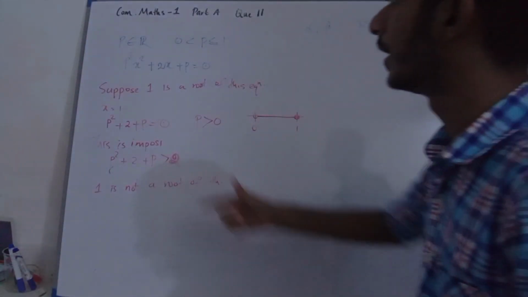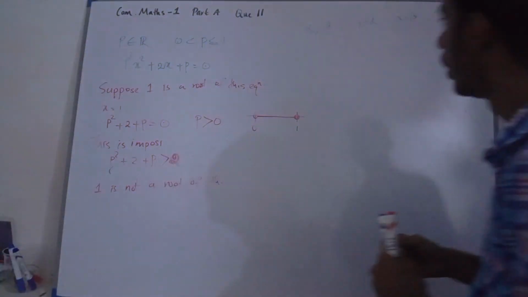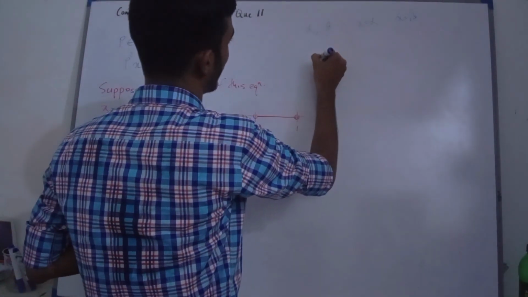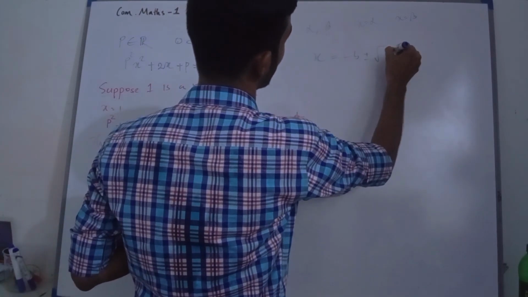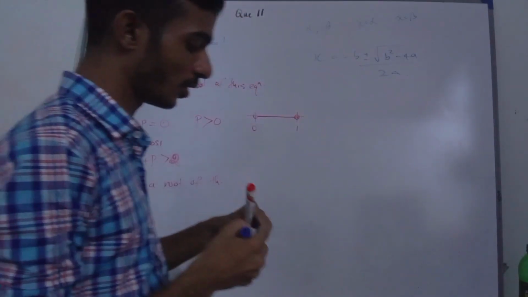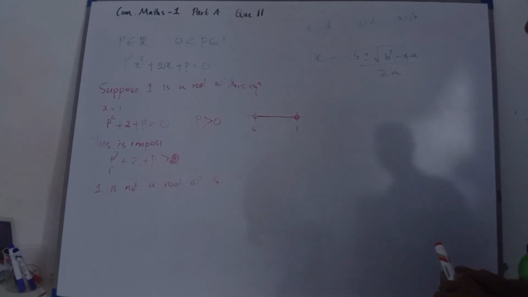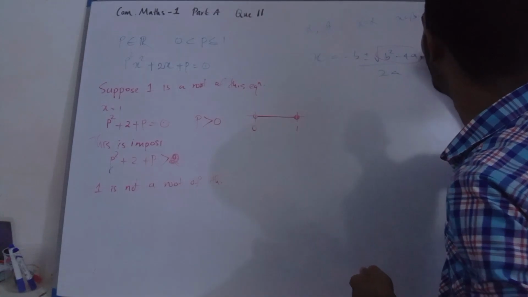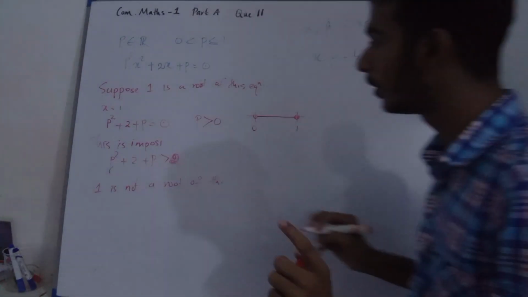So this is a quadratic equation. A quadratic equation may have two solutions. So the solution is x is equal to minus b plus or minus square root of b squared minus 4ac over 2a. So this is the solution of x, right? If we want to show that the solution is real, the discriminant part should be greater than 0. So we have to show that, then only it can have.